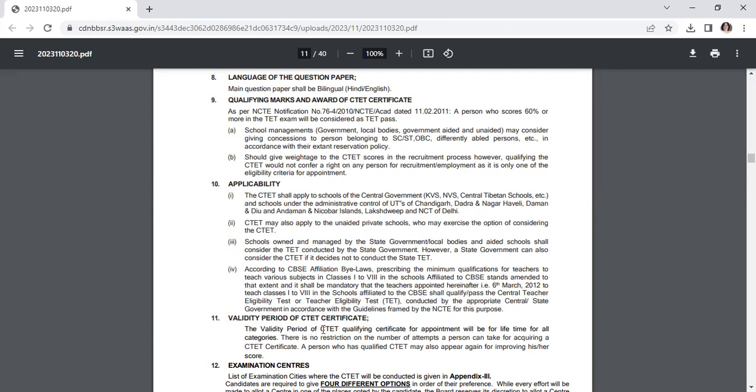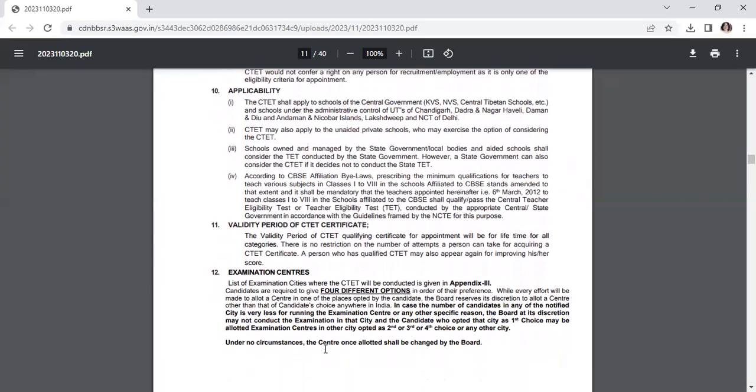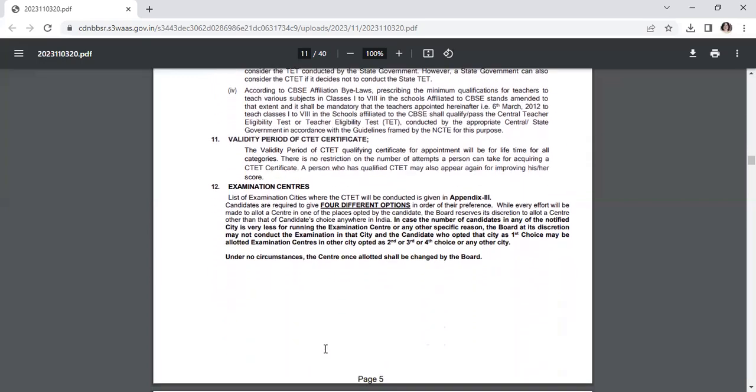The validity period for the CTET certificate. The validity period of the CTET qualifying certificate for appointment shall be for a lifetime for all the categories. There is no restriction on the number of attempts a person can take for acquiring a CTET certificate. A person who has qualified CTET may also appear again for improving his or her score.